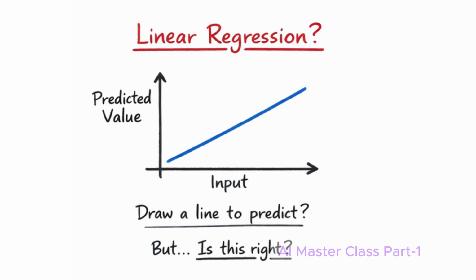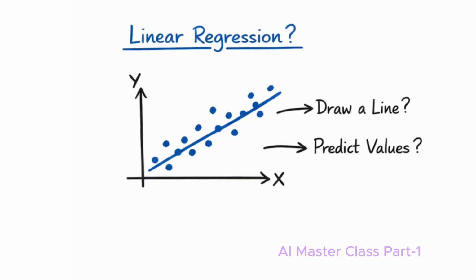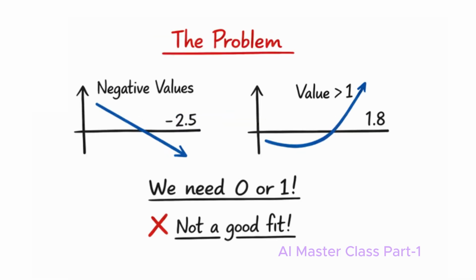At first, it might feel like yes, we can. We can just draw a line and try to predict the values. But there is a problem. Linear regression can give any value. It can give negative numbers, it can give values greater than 1 also. But in case of finding whether a customer will default or not, the output should be either 0 or 1. So clearly a straight line is not a suitable solution here.